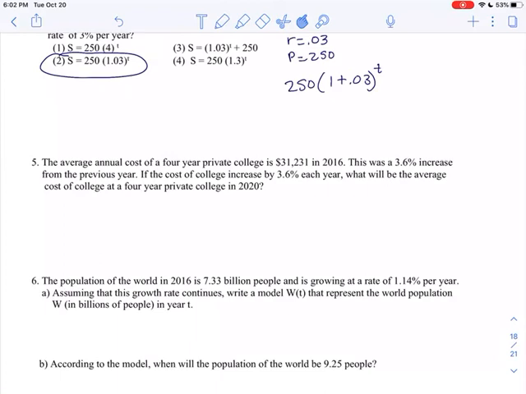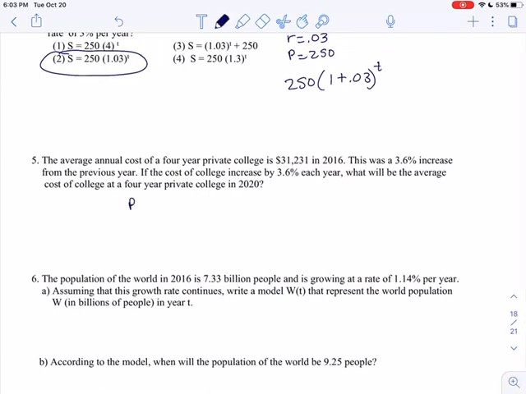All right. 5. The average annual cost of a 4-year private college is $31,231 in 2016. This was a 3.6% increase from the previous year. If the cost of college increases by 3.6% each year, what will be the average cost of college at a 4-year private college in 2020? Okay, so P is my initial, 31,231. R is my rate. I'm going to move that decimal over 2 places, so 0.036. And I'm going from 2016 to 2020, so my time is just 4 years.